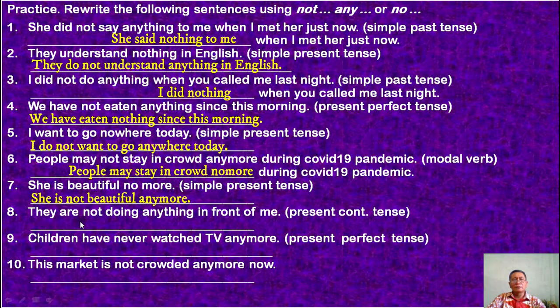Number 8. They are not doing anything in front of me. Present continuous tense. What's another form of number 8? It's alright. They are doing nothing in front of me.